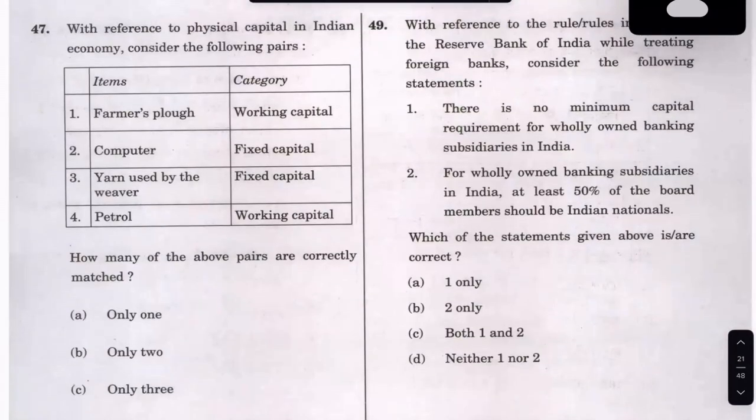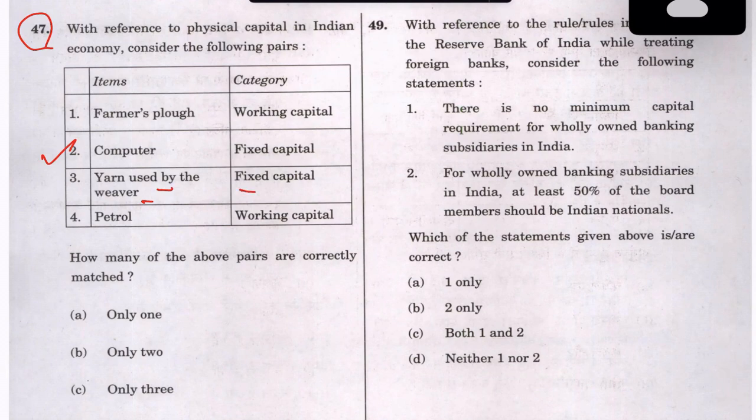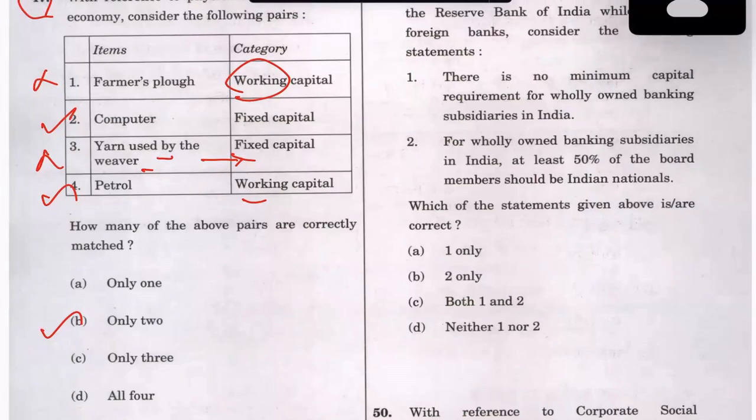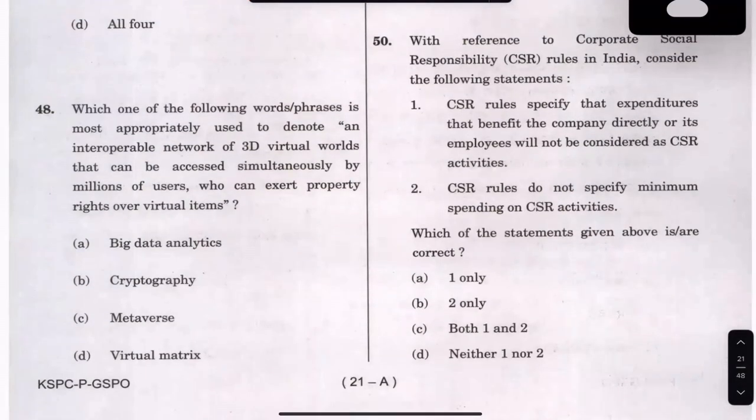Now, this is something that you can have: working capital. Computer is a fixed capital. Yarn used by the weaver is not a fixed capital. You are using it as an intermediary for some other product. It's not fixed, it's an inventory. This is kind of a working thing. For farmers, it's not a working capital. So this is not true, this is not true. Petrol, yes. So you have only two. This question should also have been taken, and this is a very straightforward question.